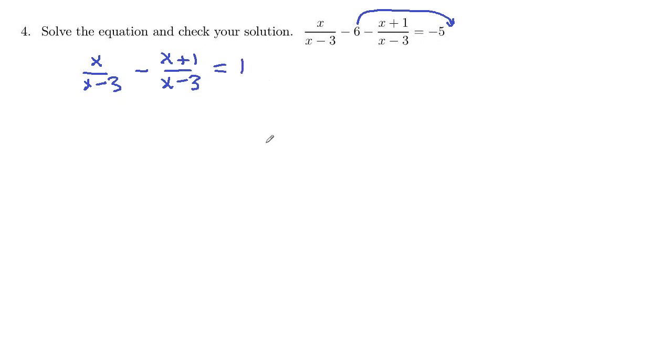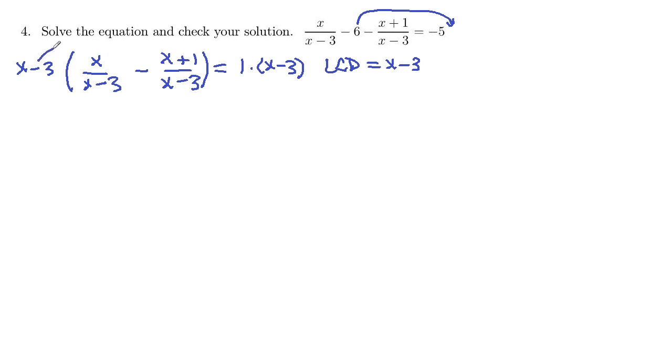So now let's clear out our fractions. So notice that our LCD is x minus 3. So both fractions have the same denominator. So we're going to multiply through by that LCD on both sides. So on the left-hand side times x minus 3, and on the right-hand side times x minus 3.